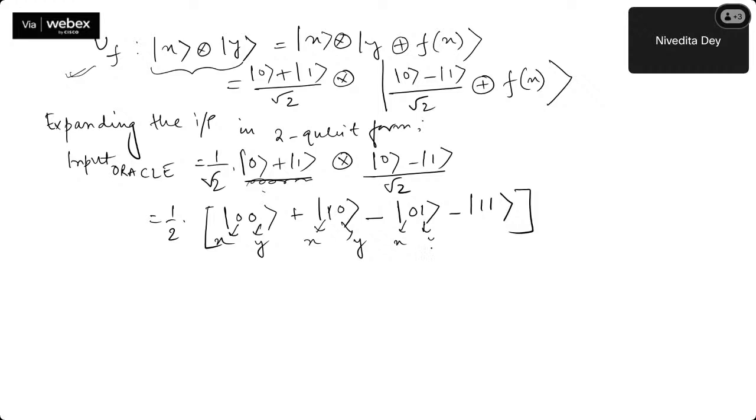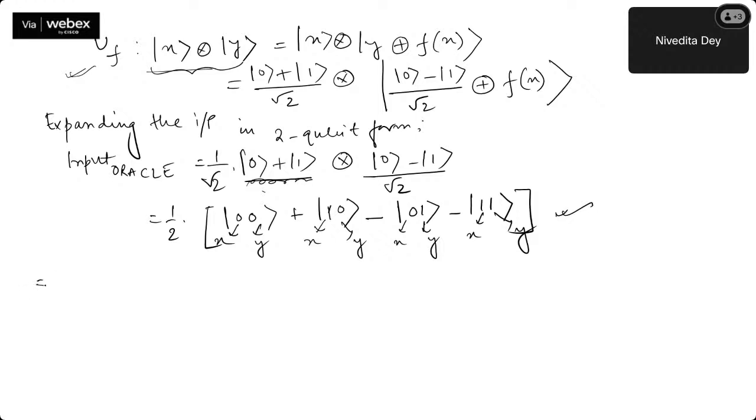This is your x and this is your y. Don't forget all those things. This is your x and this is your y. This is the input to the Oracle in 2-qubit form, right? Now we have this thing. So this meaning and this meaning are exactly the same. Okay. Now we will have the effect of x product y XOR f(x). That we will be doing.